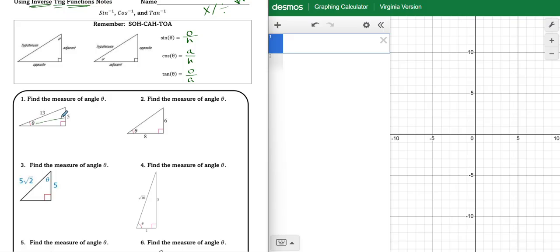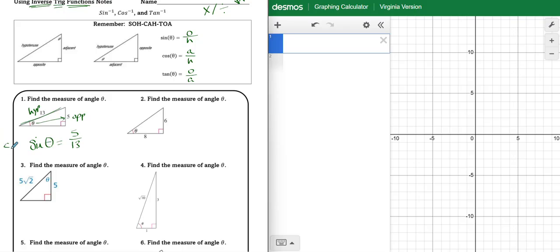So across from that, we see 5, that's our opposite. We also see that we have the side that's across from the right angle, so that's our hypotenuse. So we want to think about which trig function relates the opposite and the hypotenuse. Well, that is sine. So sine of theta, I don't know that yet, equals, I do know the ratio, that's 5 over 13. So here you're just going to plug in the opposite side. We're given the two side lengths, and we're going to work backwards to solve for that theta.